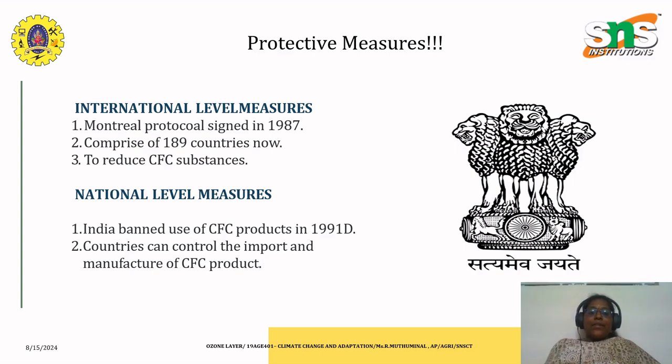The international level measure is the Montreal Protocol, which we have seen briefly in the previous lecture series. This Montreal Protocol now comprises 189 countries. This helps us to reduce chlorofluorocarbon substances. The national level measure is that India banned the use of CFC products in the year 1991, and countries can control the import and manufacture of CFC products.